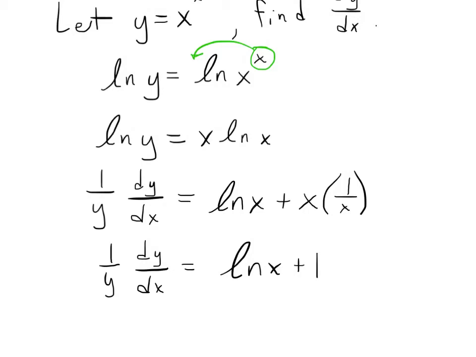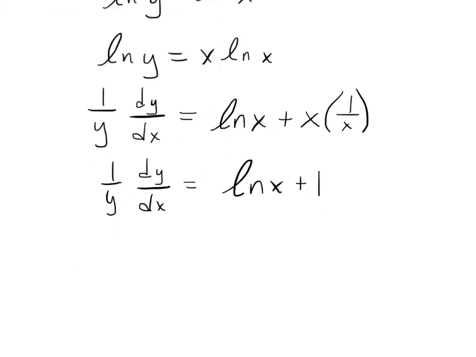And now I'm basically 2 steps away from being done with this problem. If I want to solve for dy/dx, I need to multiply this thing to the other side. So I'll multiply that y over and get dy/dx is y times the natural log of x plus 1.